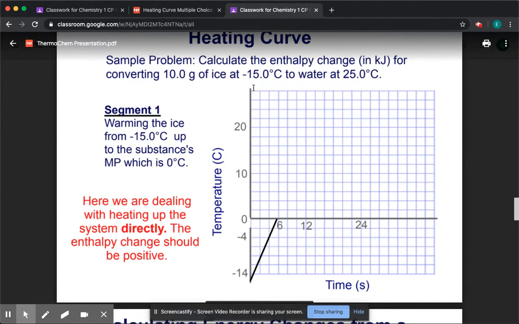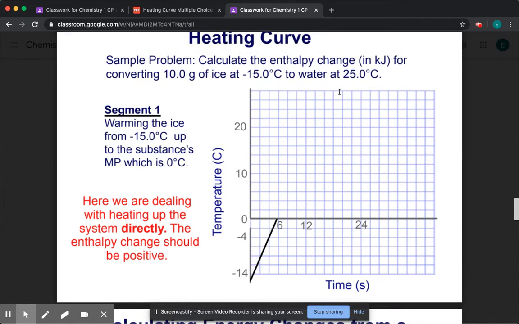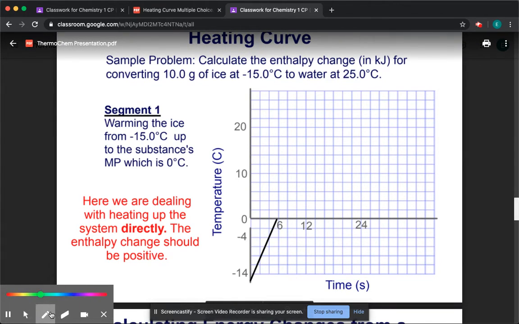So we're starting off at ice. To go from ice to water, we have to melt it first. But before we melt it, we have to bring it to the melting point. Water freezes and melts at 0 degrees Celsius. So first thing we need to do is go from negative 15 degrees Celsius to 0 degrees Celsius. That's what they do here. So here's our starting point. We're going from negative 15 degrees up to 0. Now we're at 0 degrees.